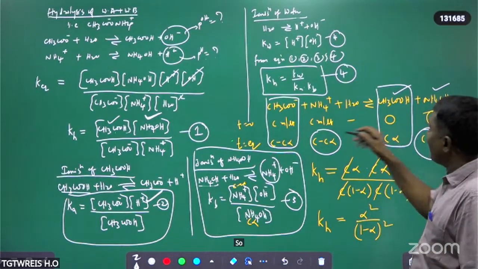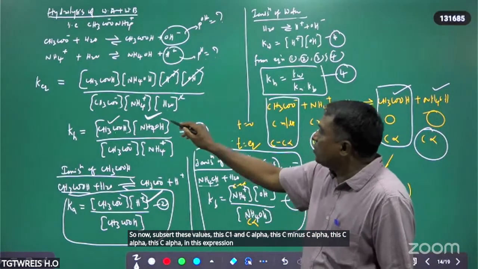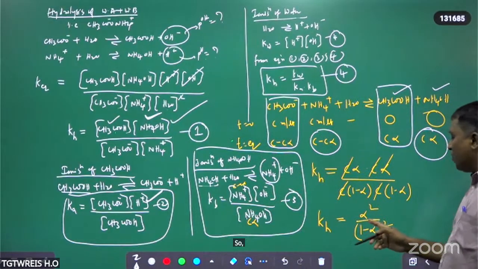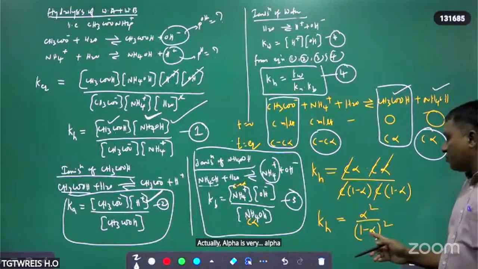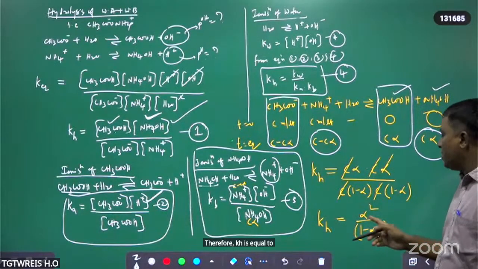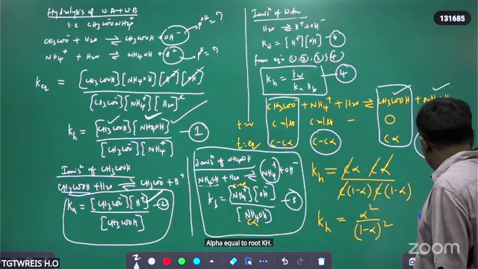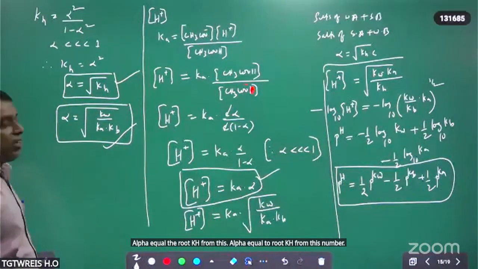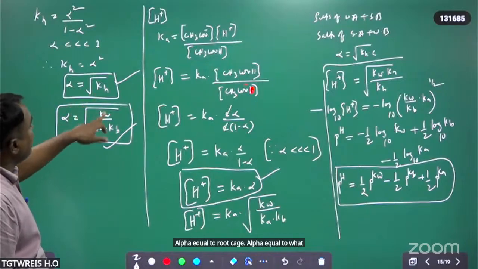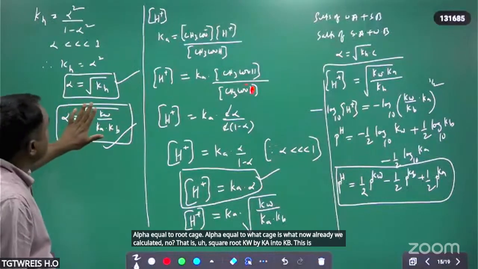Now substitute these values, C minus C alpha, C minus C alpha, C alpha, C alpha in this expression. So Kh is equal to alpha square by 1 minus alpha whole square. Actually alpha is very small, so 1 minus alpha is approximately 1. Therefore Kh is equal to alpha square only. Alpha equals root Kh. But what is Kh? Already we calculated, Kh is Kw by Ka into Kb. So alpha equals square root of Kw by Ka into Kb.